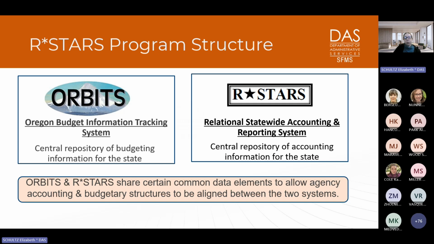So we have the central repository of budget information for the state, and then we have what we should all be familiar with in this user group as RSTARS, which is our accounting information. There's some shared data elements between these two systems that we want to make sure are aligned so you can have proper budget to actual reporting and line up information from both systems.